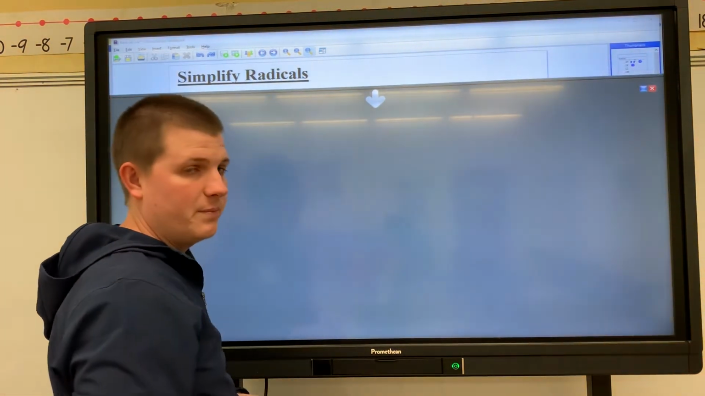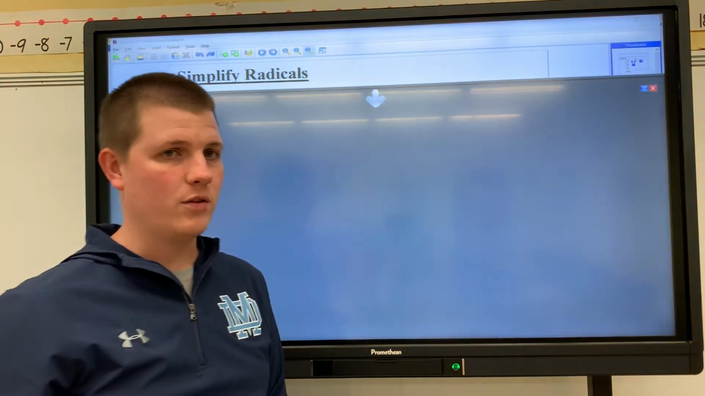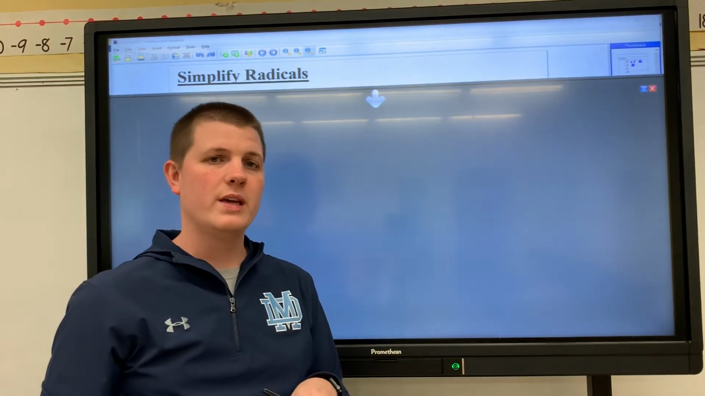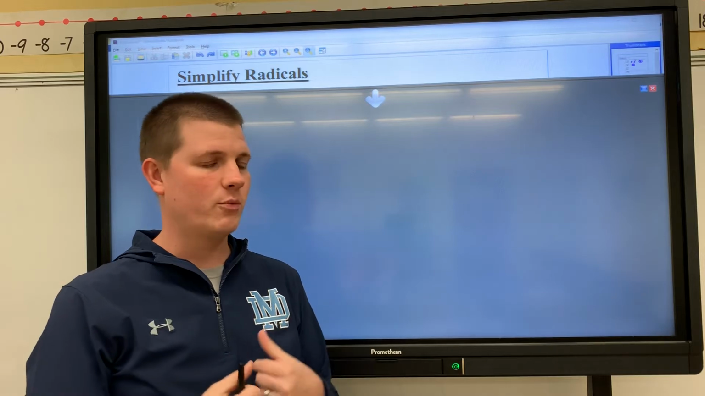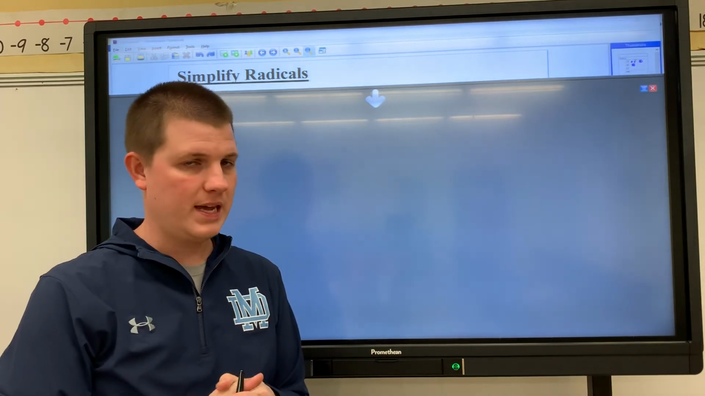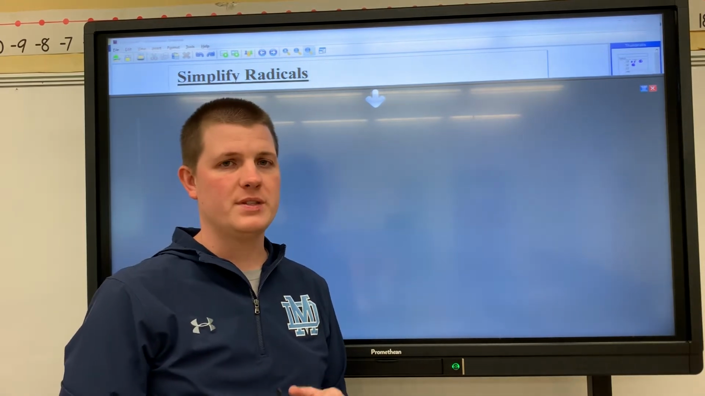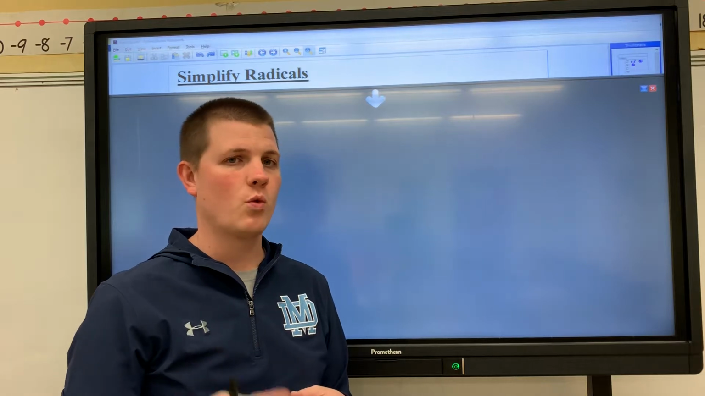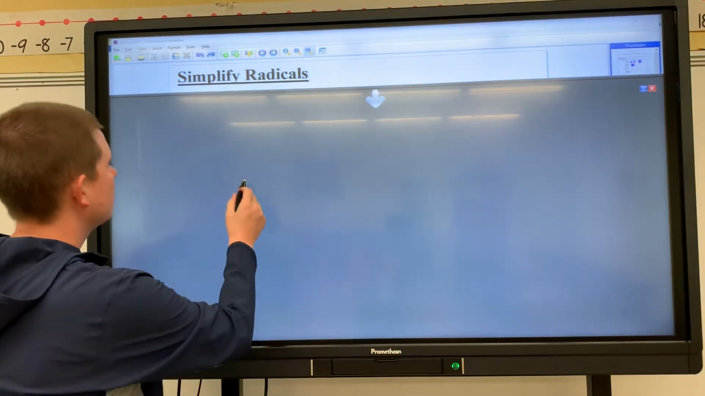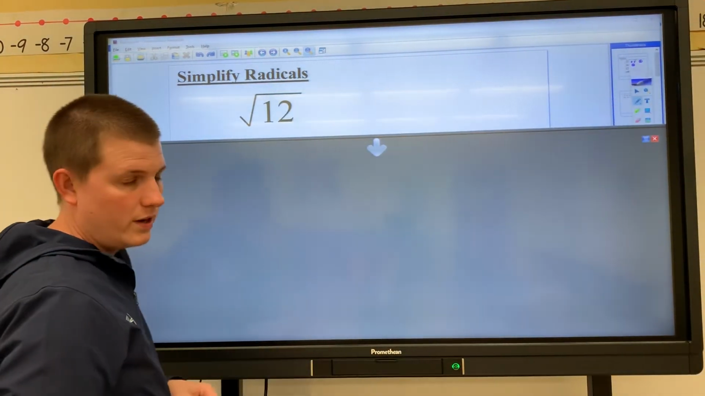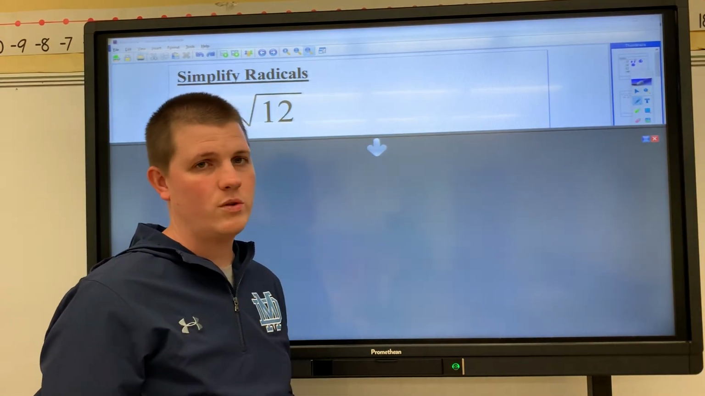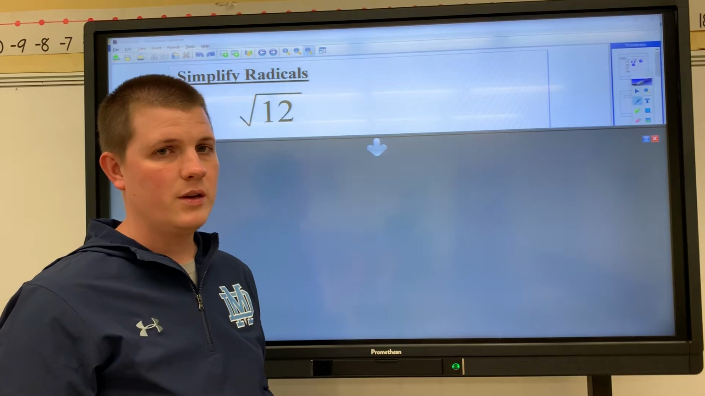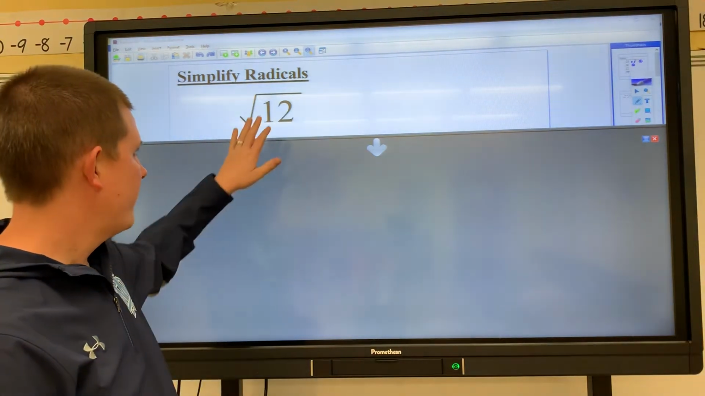All right, so this is simplifying radicals. To simplify a radical, it's basically like when you simplify a fraction. We're breaking it down. We can't actually solve it, but what we can do is simplify it down so that we're able to work with it. Earlier, I said, what's the square root of 12? And we talked about how there isn't a square root of 12. There's no number times itself that equals 12. So what we need to do to simplify it is this.